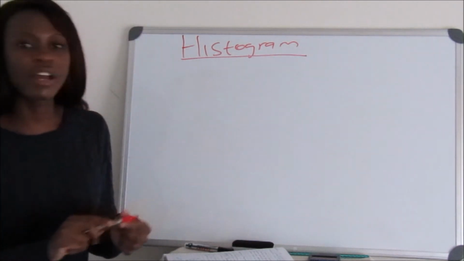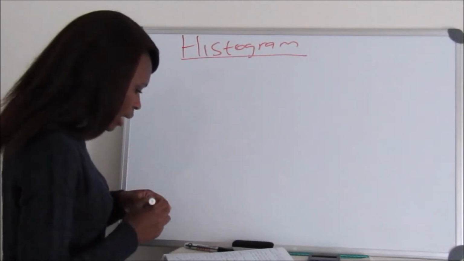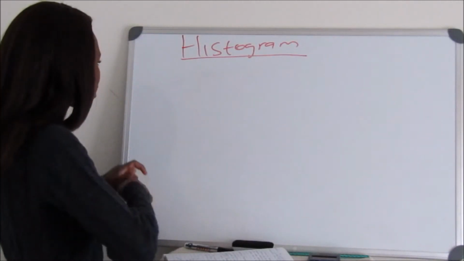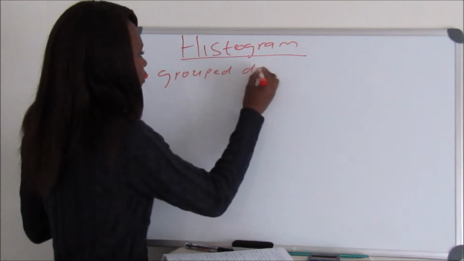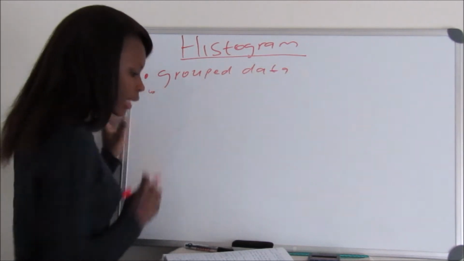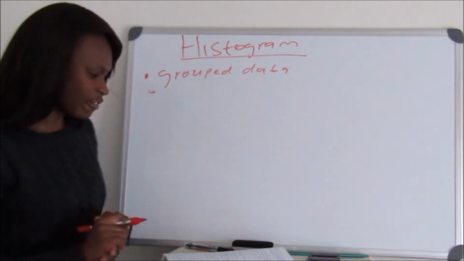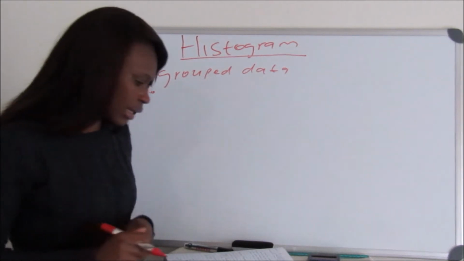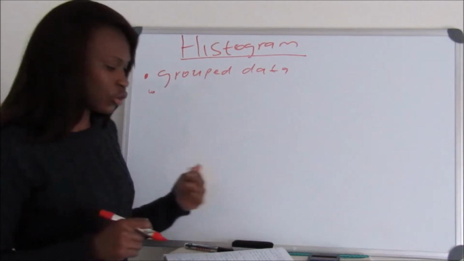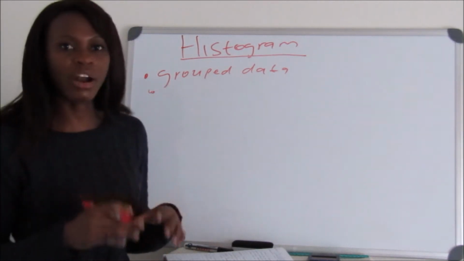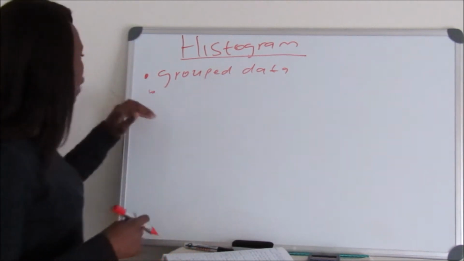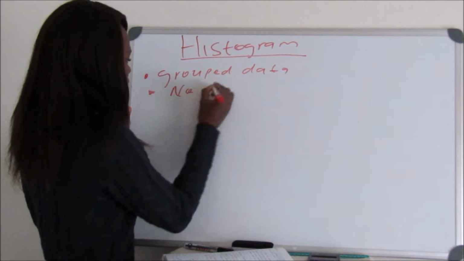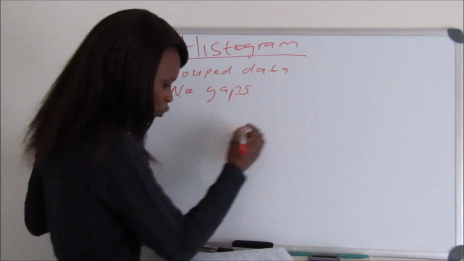A histogram is a graphical representation of grouped data. When we construct a histogram, the first thing you must know is that it's a representation of grouped data. A histogram is similar to a bar graph, but it is used to represent continuous data. That is the difference between a histogram and a bar graph. And another thing, there are no gaps between the bars.